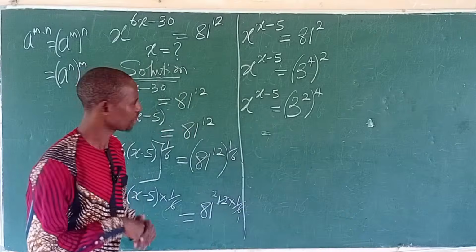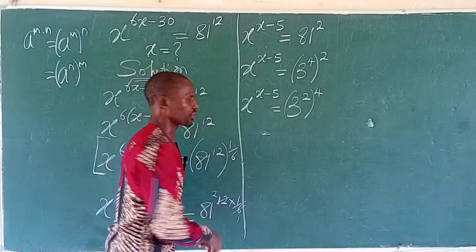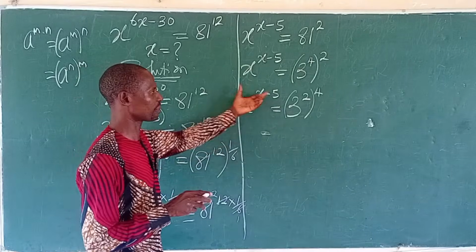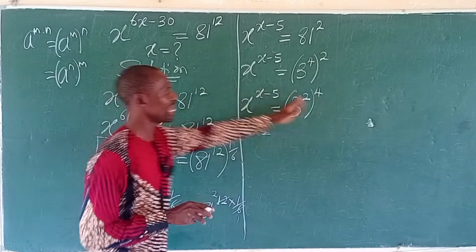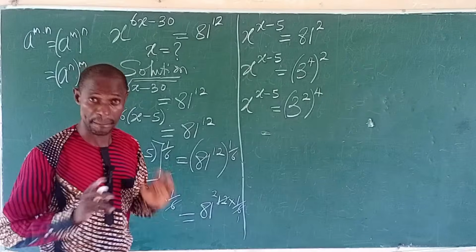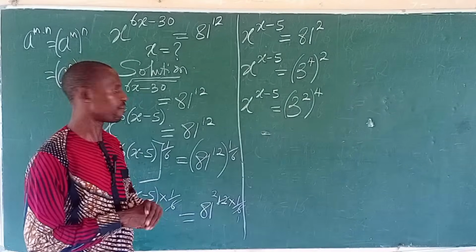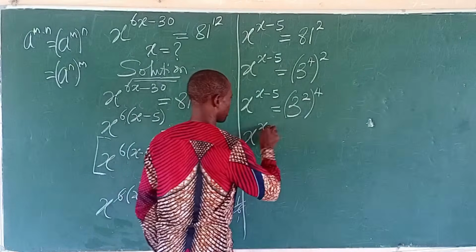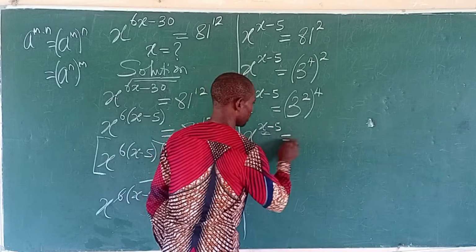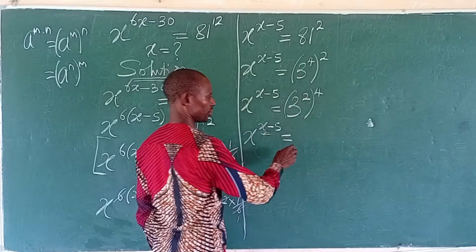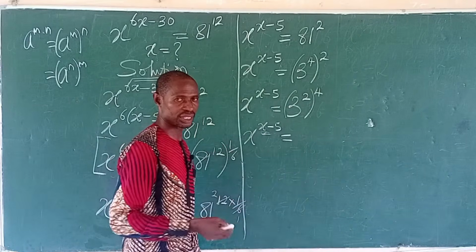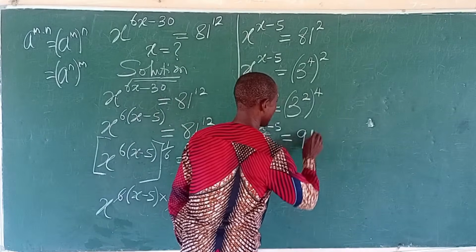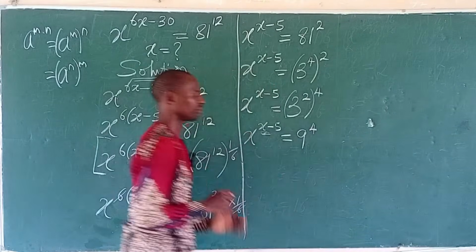Easy. The aim of doing all these things is that we want to have an expression of this kind here also. Is it possible? Watch as it unfolds. Then x to the power of x minus 5 will now be equal to, what is 3 to the power of 2? 3 to the 2 will give us 9, because that is 3 times 3. And so this is going to give us 9 to the power of 4.